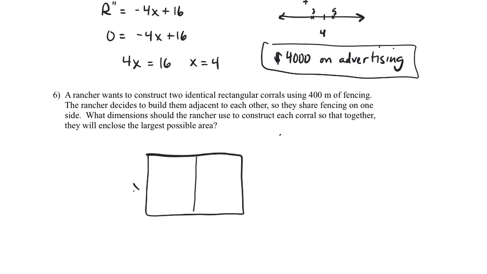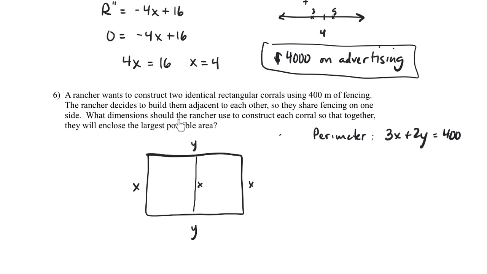So if I call this x, then I can call this y. This here would also be x. So the amount of fencing available is 400 meters. That's got to cover all of the perimeter plus this little fence going down the middle. I'm still going to call it perimeter. So the perimeter that's available is 3x plus 2y, and that's going to equal 400 meters.